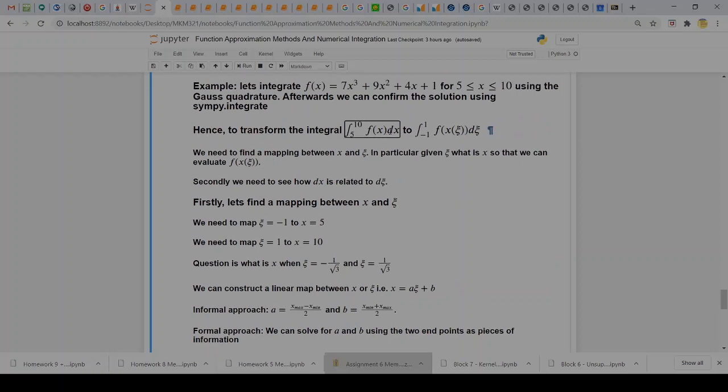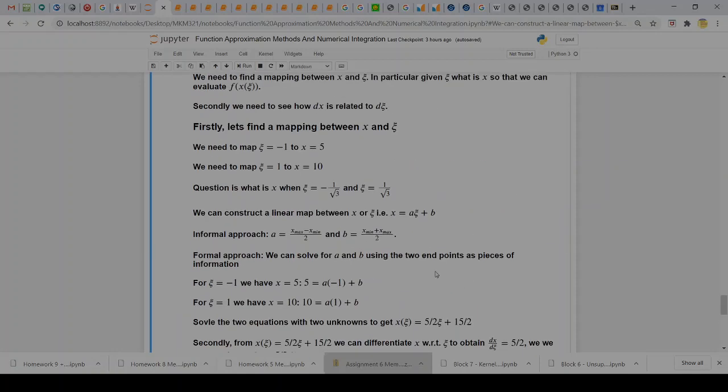The other thing I need to do is relate this dx in the x domain to this d psi in the psi domain. The easiest way to do this is to build a mapping. I could maybe build a linear mapping from psi to x. Like I mentioned, at psi -1, I want to be at x equals 5. At psi equals 1, I want x equals 10, but I want this to scale linearly in between as well. This is what I'm setting up here. So the question is just what should a and b, the coefficients, be?